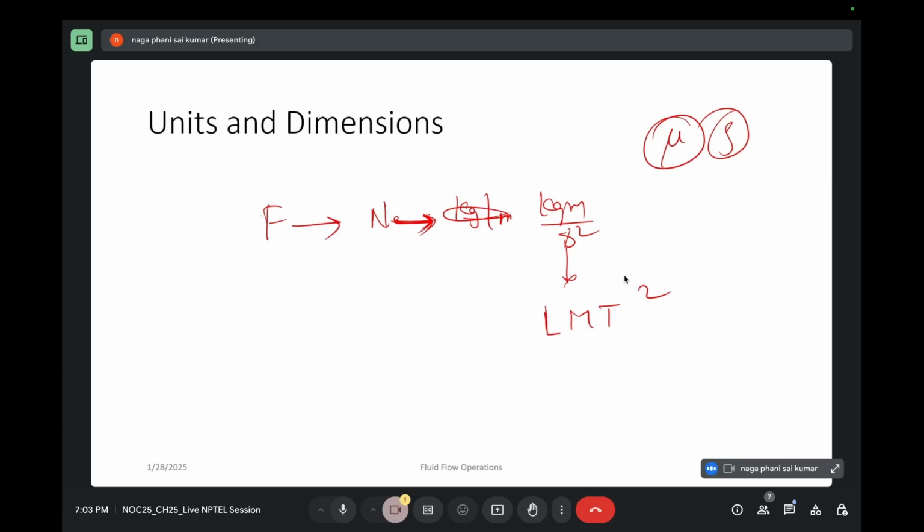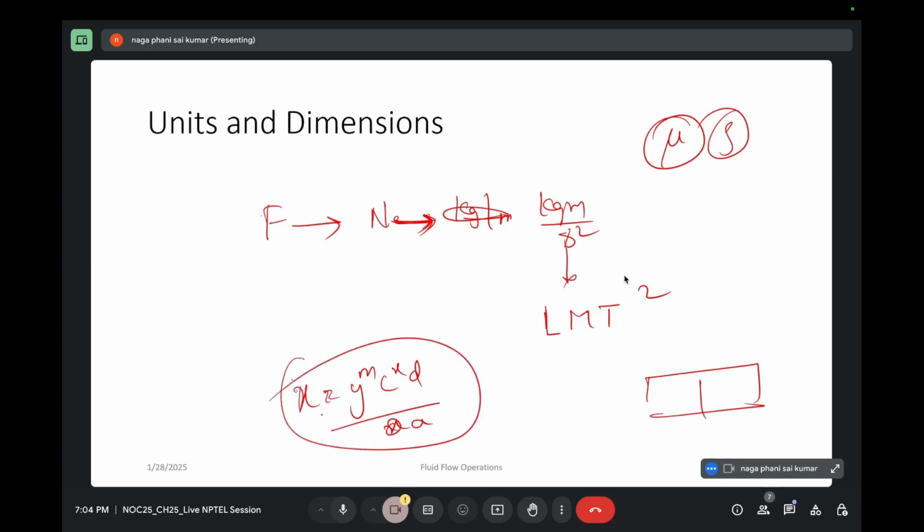So sometimes you are supposed to check the consistency of an equation. Okay, let's say you have an equation. Let's say x is equal to y or m into c x d by x d by a. So you have to check the consistency of the equation. If it is an empirical formula, this doesn't work. But if it's not an empirical formula, then you can use this dimensional analysis or these dimensions to check the consistency of the equation.